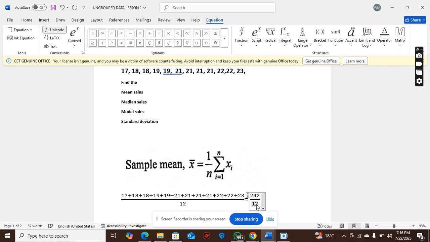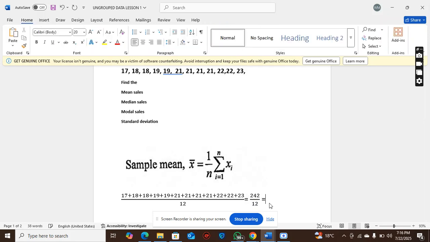So divided by 12, 242 divided by 12. Come again, sorry, I never heard. 20.16. Is everyone getting that? Okay. So for this company, for that year of 2025, the average sales were 20.16. That's what they made on average. Any questions?